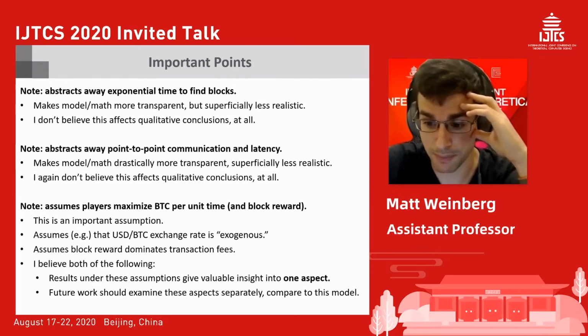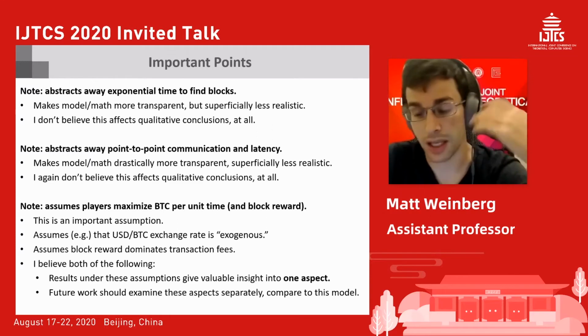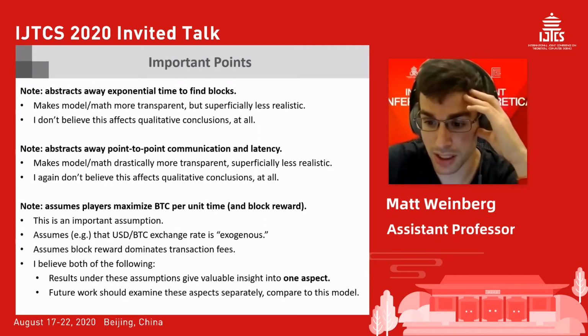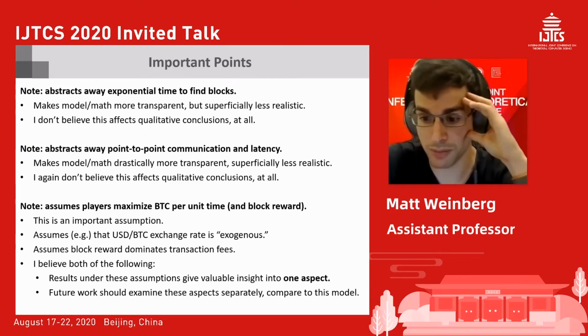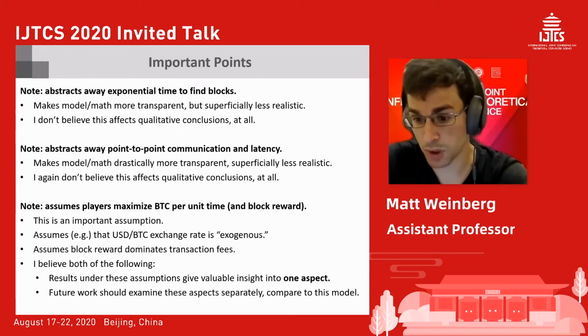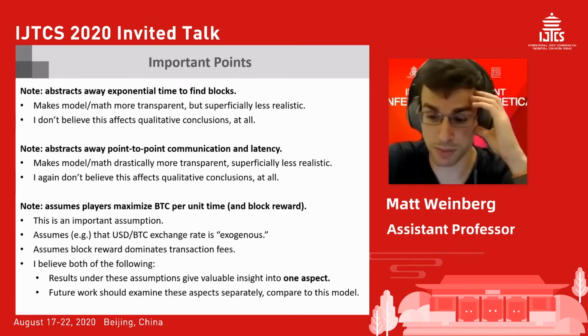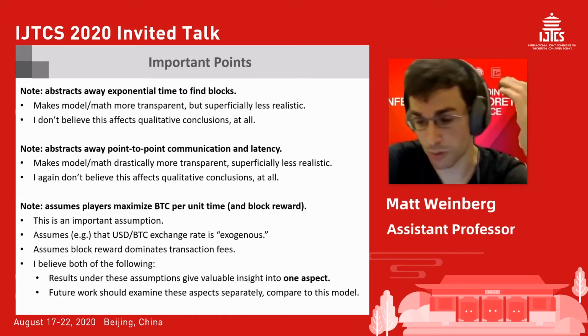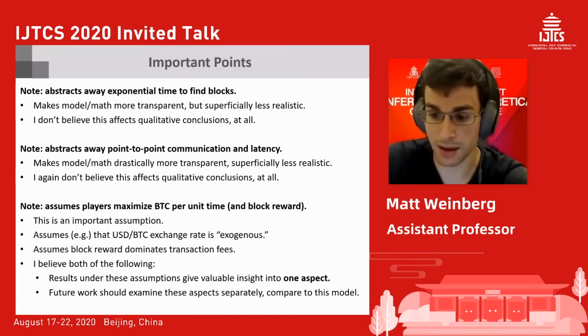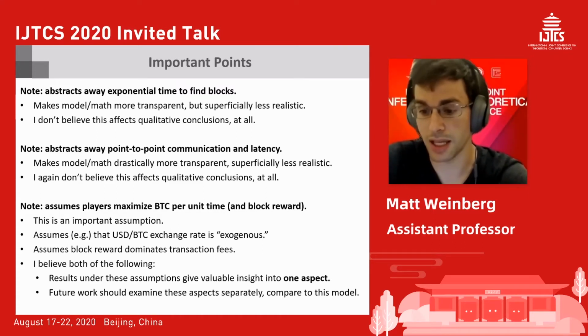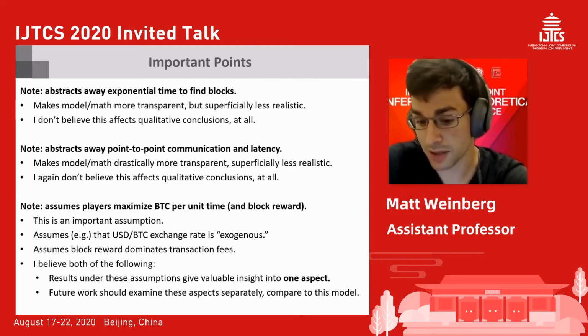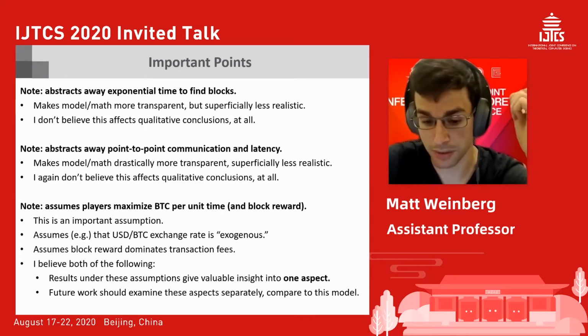So what I mean by that is that the exchange rate is fixed and you really want to maximize your Bitcoin per unit time. So for example, in practice, what might happen is maybe if I try to selfish mine on Bitcoin, maybe that would hurt the exchange rate of Bitcoin because people would lose confidence in it. And so maybe I make more Bitcoin, but I make less real currency. So that is actually not captured by this model.